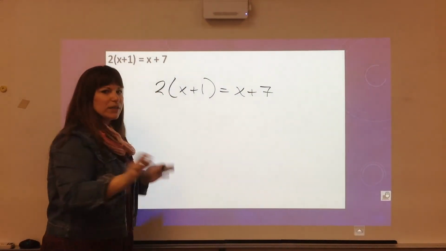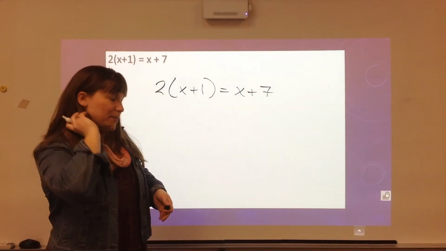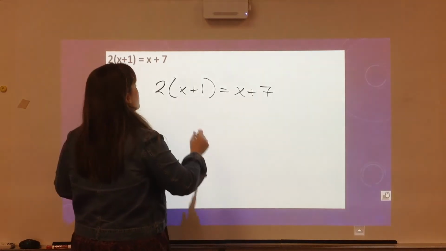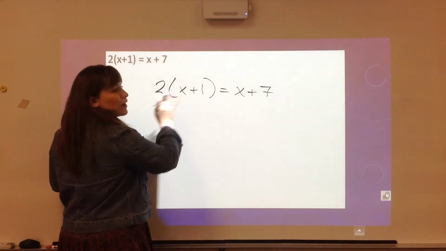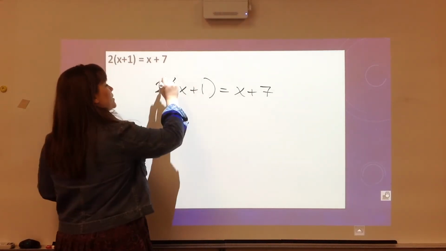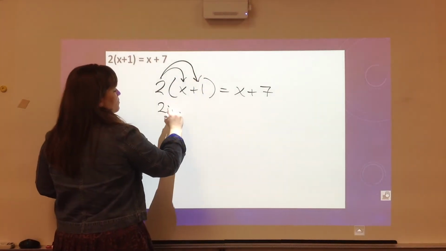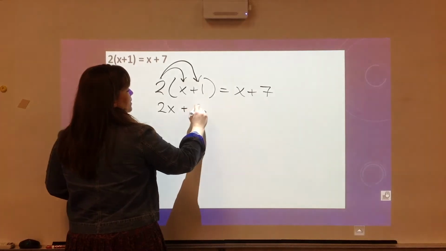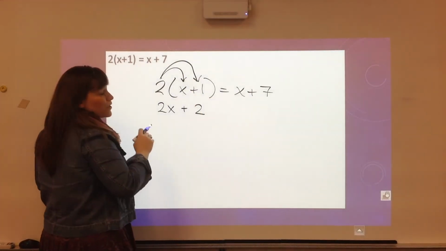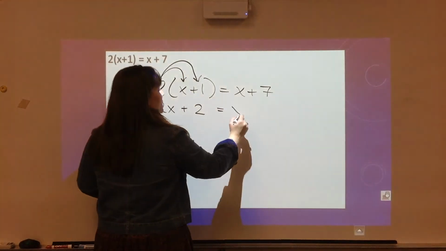I'm not getting these from any packet, don't worry, and I don't even have an example number for the first one, so on your notebook page, copy this equation down. This is the one example I'm going to show you with the distributive property, and then we're going to do the multi-step. So you see a number to the left of a parenthesis. We have to draw those arrows and do 2 times x and 2 times 1. So that's the distributive property.